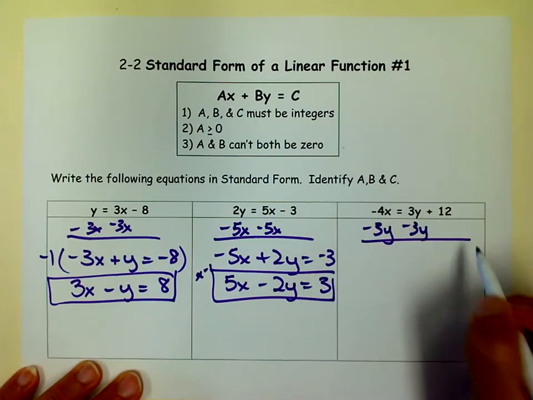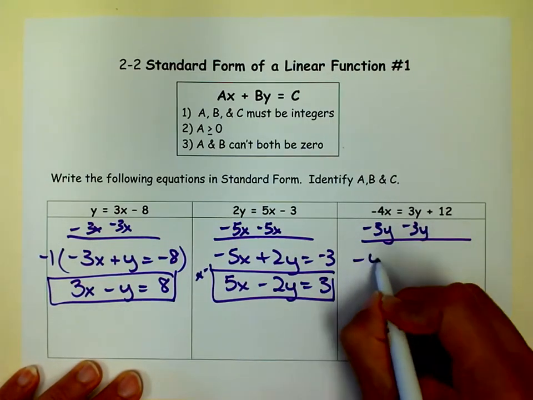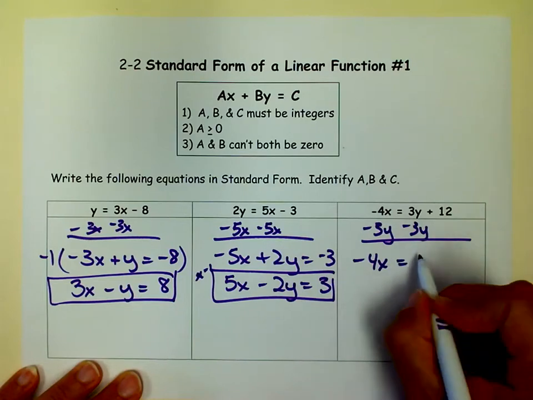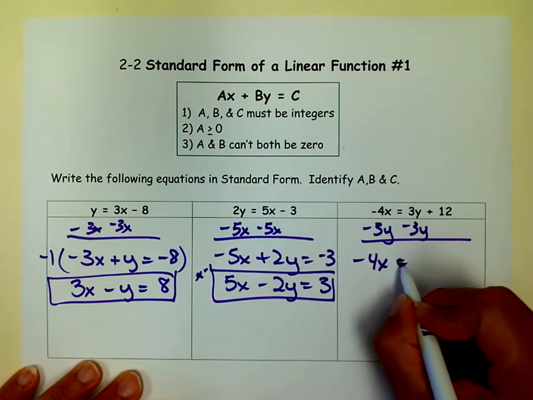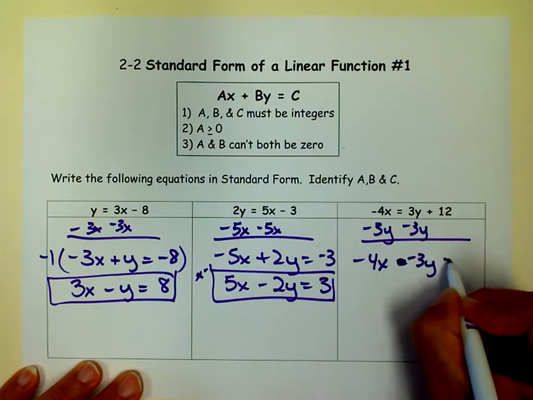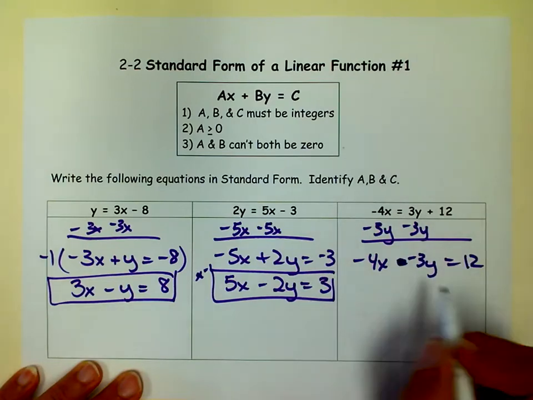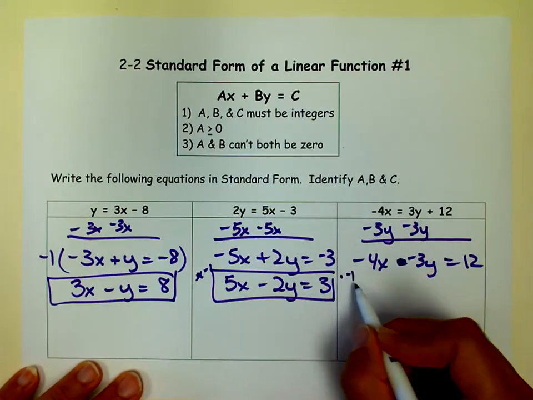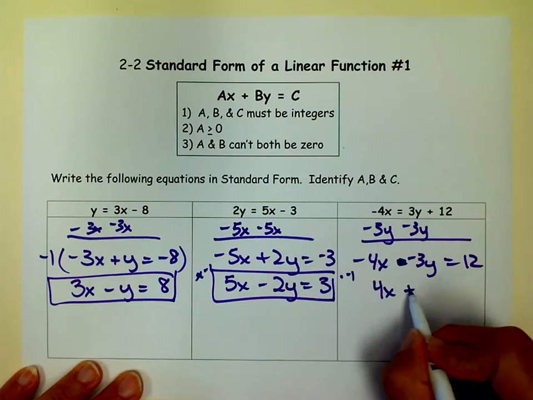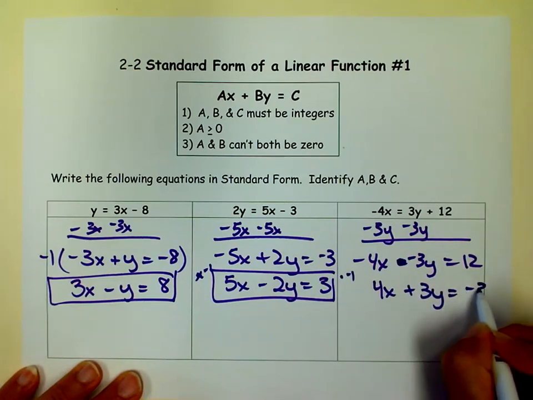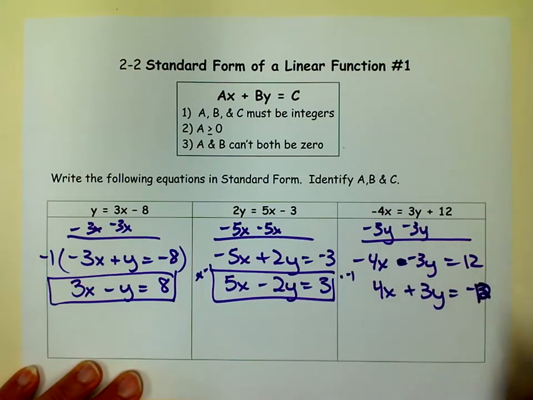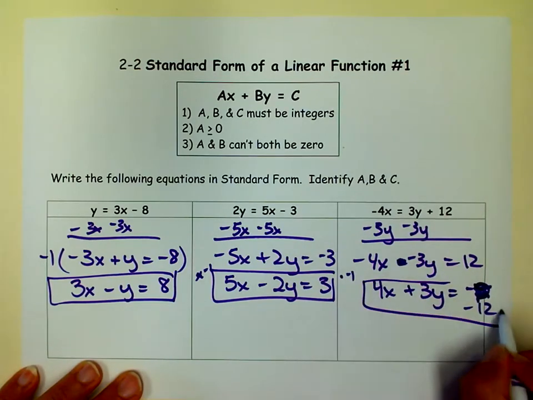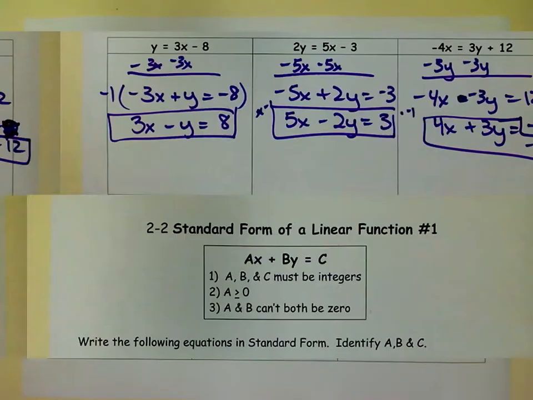Okay, on this one I have y over here, so I need to move the 3y over by minusing 3y from both sides. So now I have negative 4x minus 3y equals 12. They're all integers, but again, A is negative. So I need to get rid of the negative by multiplying by negative 1. And when I do that, all the signs change. Whoops. That's a negative 12. And then it's in standard form. Sorry for the scribble.